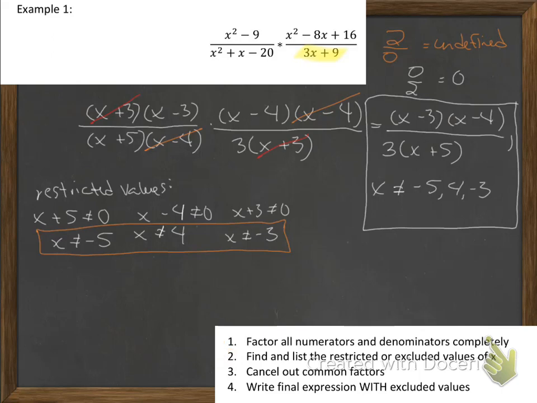So let's go through our steps to make sure that we did everything. Okay, we've factored everything. We listed our restricted values. We canceled out any common factors. And when we wrote our answer, we included the information about the restricted or excluded values. Okay, so let's do one more example.